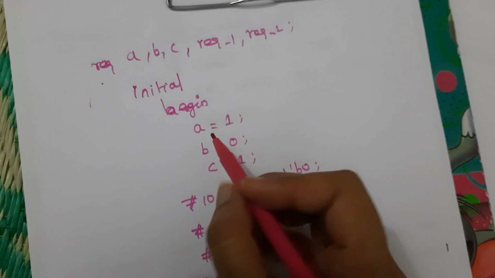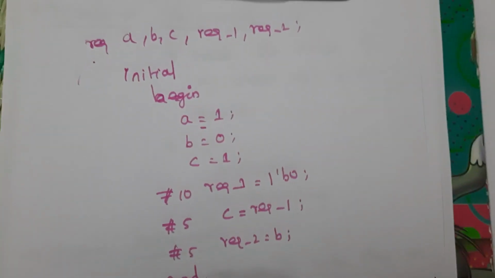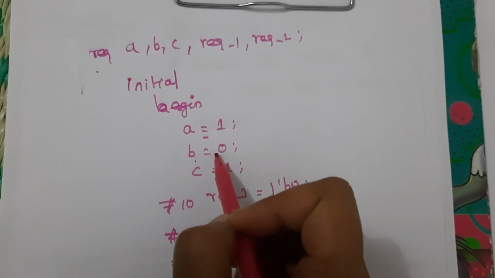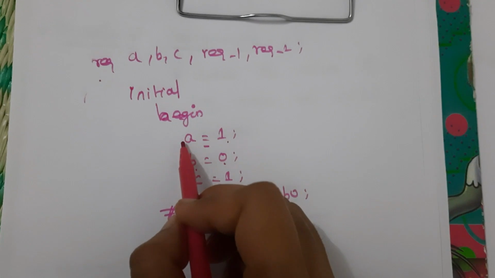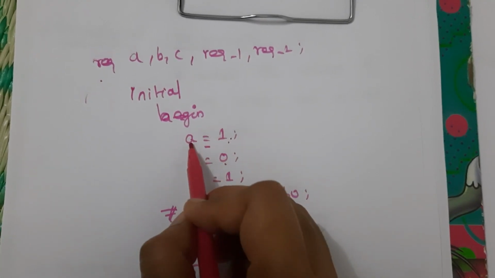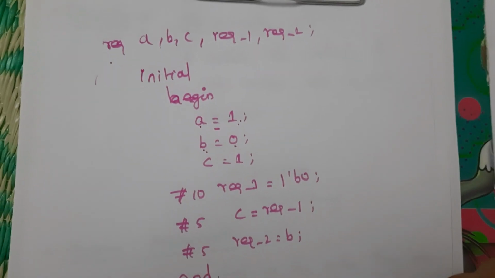So now this represents the blocking statement. Here B gets the value 0 after the assignment of the A value. So A is equal to 1. After assigning the A value, only then can we assign the B value. That is known as blocking assignment.